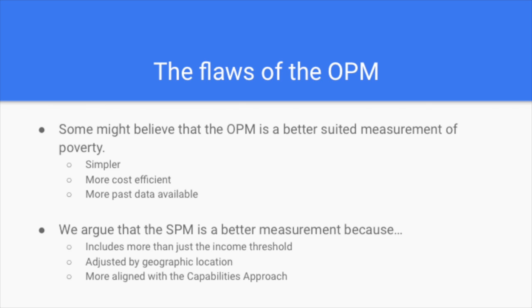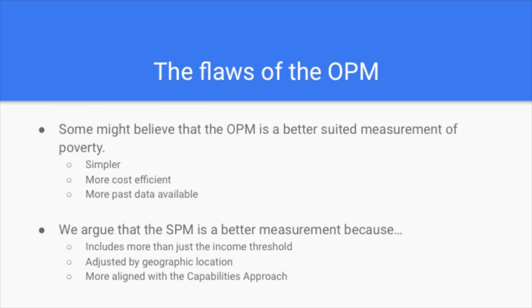Some people think that the OPM is a more superior measurement for poverty, yet these are the reasons why we think that the SPM is a better measurement. Some believe that the OPM is better suited for a measurement of poverty because it's simpler, more cost efficient, and more past data is available. It's simpler because it only takes into account levels of income, making calculations extremely quick and easy. It's more cost efficient because it's only evaluating one capability versus multiple.